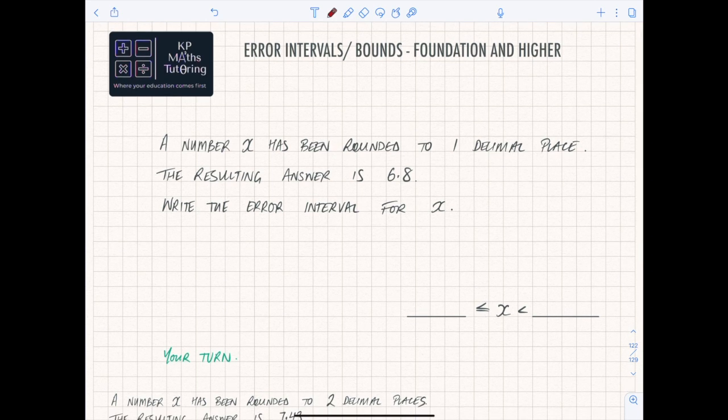This first question says a number x, so this is a number we're talking about, has been rounded to one decimal place. The resulting answer is 6.8. Write the error interval for x. Where it says write the error interval, sometimes in your exam it will have the inequalities written for you down here in the corner, and you'll just need to fill in these gaps. But sometimes it won't have that, and you will need to fill that in.